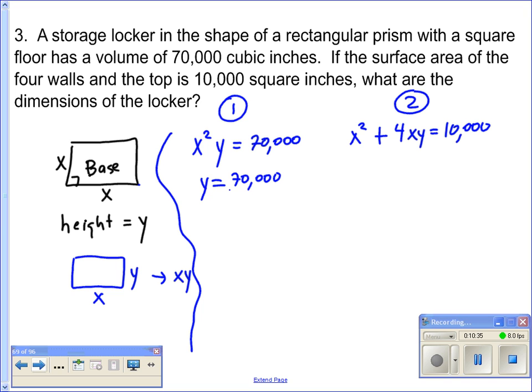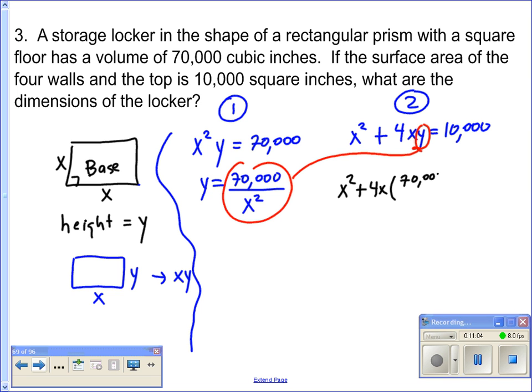And we know it's okay to divide by that x squared because x is not going to be negative since it's going to be a dimension of this rectangular prism. So 70,000 divided by x squared. Once I have that, I can take this and substitute it in for y in this equation. And that leaves me with x squared plus 4x times the quantity 70,000 over x squared is equal to 10,000.